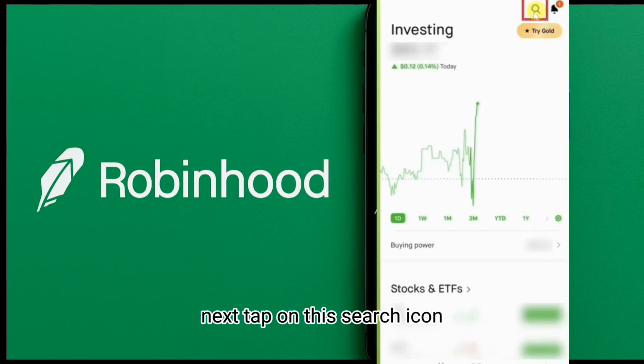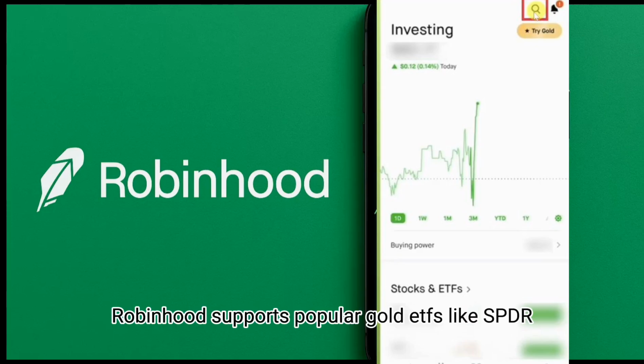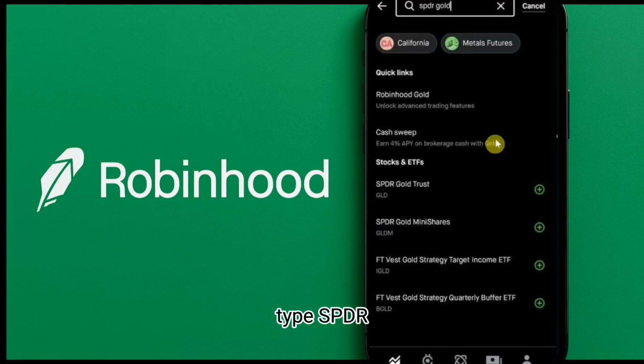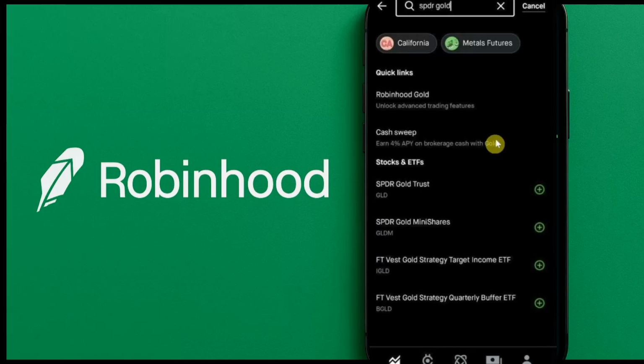Next, tap on this search icon. After that, search for the ETF or stock you want to invest in. Robinhood supports popular gold ETFs like SPDR Gold Shares as well as gold mining companies. Type SPDR. Once you find the ETF, click on it and open the page.